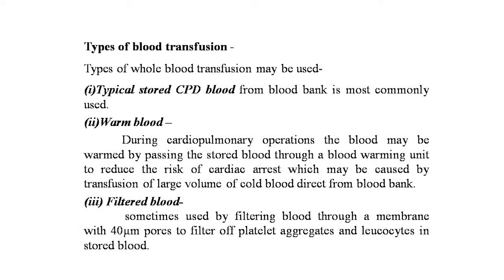Second is warm blood. During cardiopulmonary operation, the blood may be warmed by passing the stored blood through a blood warming unit to reduce the risk of cardiac arrest, which may be caused by the transfusion of a large volume of cold blood direct from the blood bank. Third type of blood transfusion is filtered blood, sometimes used, by filtering blood through a membrane with 4 nanometer pores to filter off platelet aggregates and leukocytes in the stored blood.